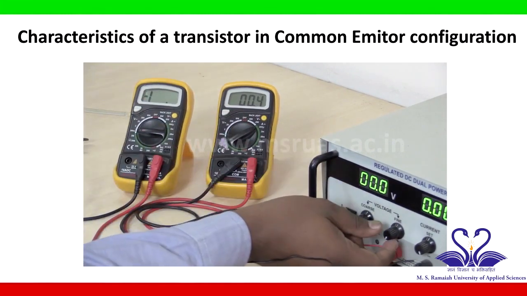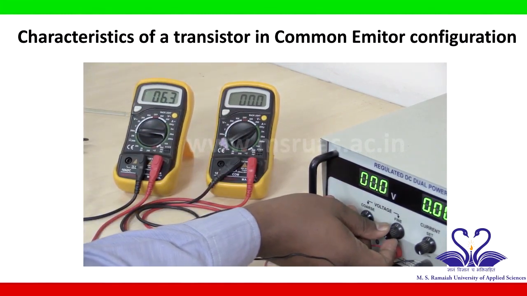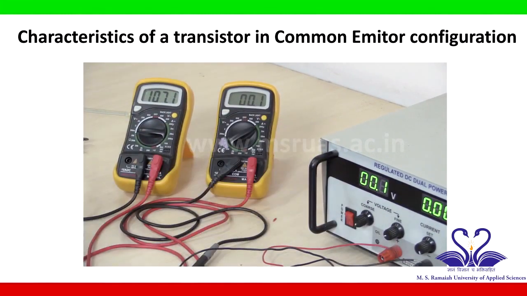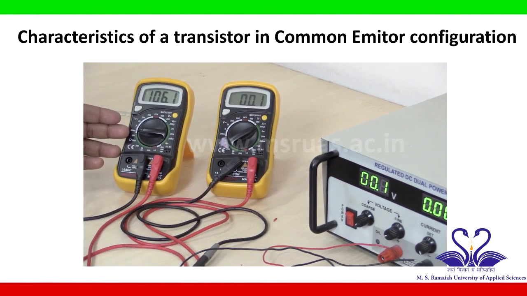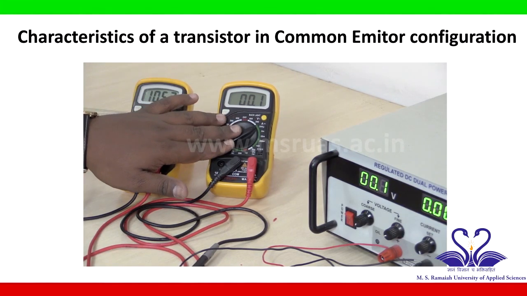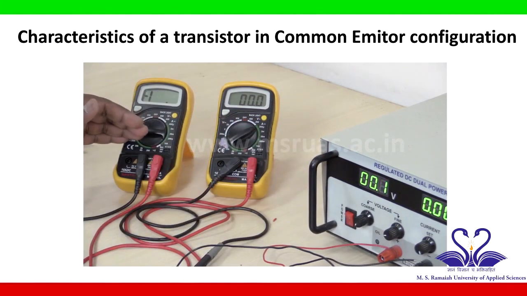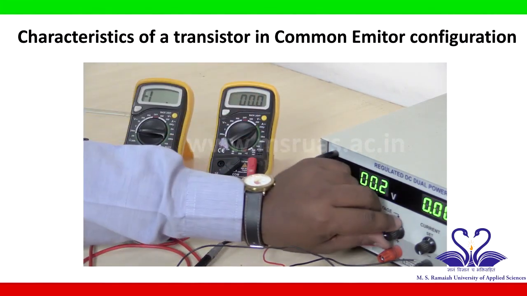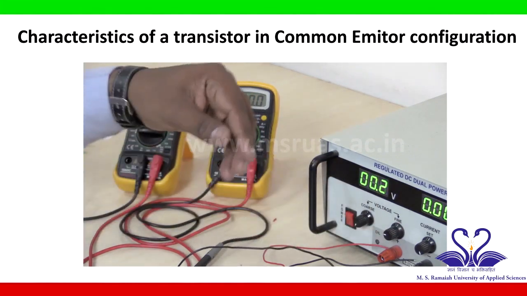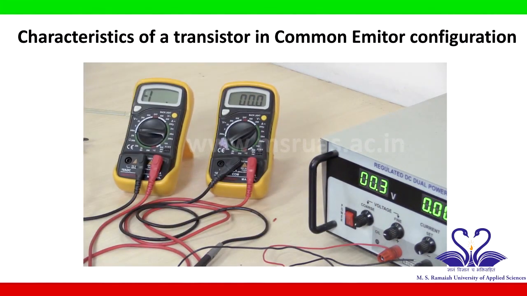For example, now I will make VBB as 0.1 volt, and for that I am getting a VBE of 106 millivolt and IB as 0.1 microamp. And next we will make it 0.2, note down the corresponding VBE and IB reading. Then you make it 0.3, 0.4, like that you note down all the readings for VBB, VBE and IB.